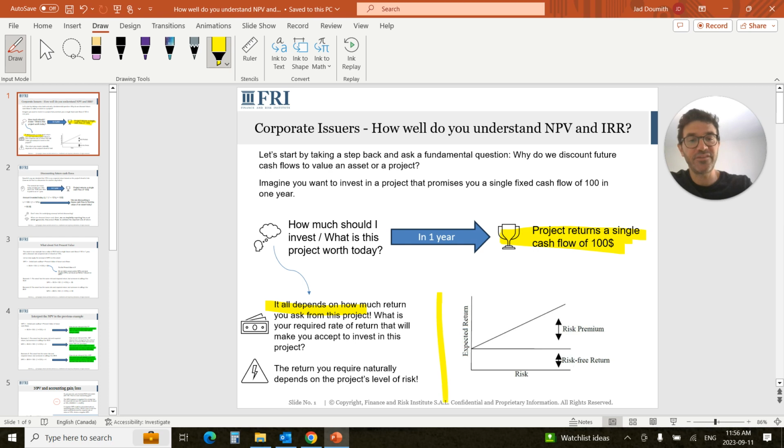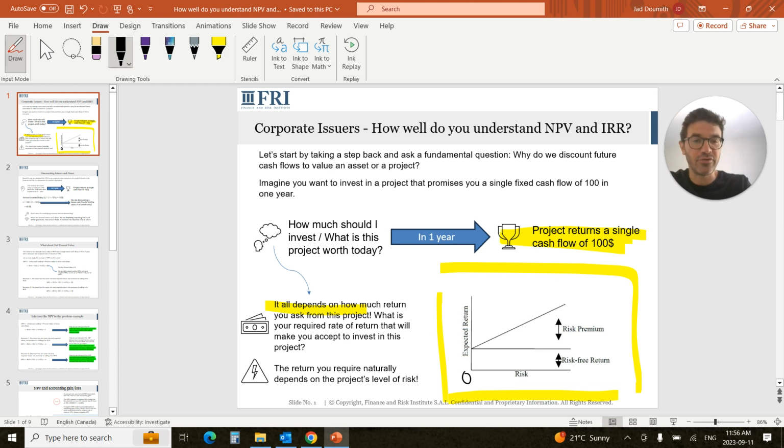So if you look at this part of the slide here, you would see that with a risk of 0, the actual return that you require is the risk-free rate. And then the higher the level of risk of a particular project, the higher the required rate of return. You would ask for a higher rate of return to accept to invest in a project if it is riskier or if it carries more uncertainty.